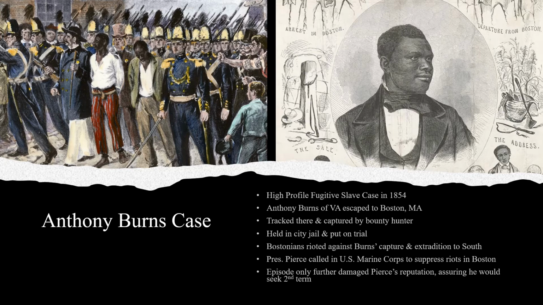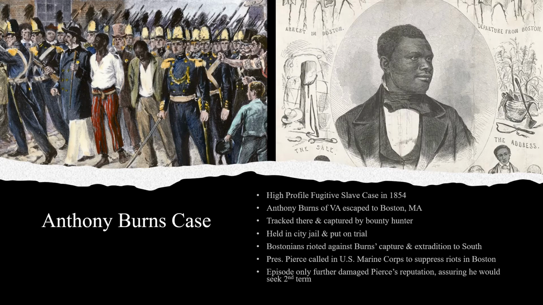The Boston police were forced to cooperate because of the Fugitive Slave Act. Burns was put on trial in the Boston court, and the judge determined that the bounty hunter had produced enough evidence to prove that Burns was an escaped slave. Boston was undoubtedly the most abolitionist city in the United States, and word of Burns' transfer back to the South caused a riot outside of the courthouse, as an abolitionist mob tried to free Burns from custody.